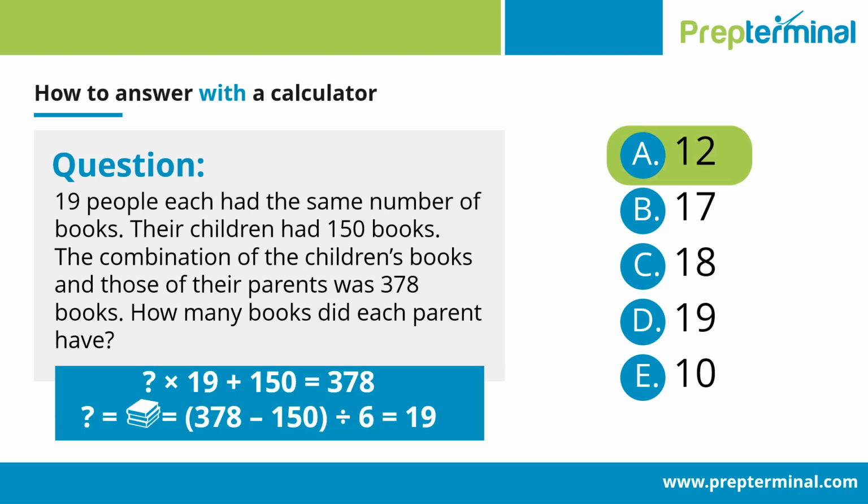Let A be the number of books each parent had. A times 19 plus 150 equals 378. Using inverse operations, A, the number of books, equals 378 minus 150, divided by 19. The answer is A.